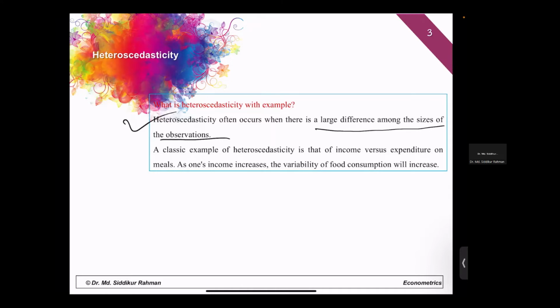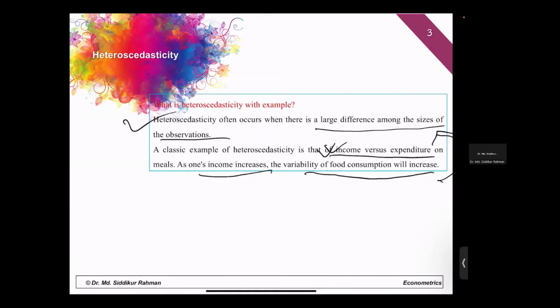I want to give you a practical example. Suppose income versus expenditure. What is the normal pattern? Suppose you have a lot of income, so normally your expenditure is going to increase also, right? So as income increases, the variability of food consumption will also increase. This is a very good example of a large difference among the size of the observations, right? You have a lot of income, you have a lot of expenditure.